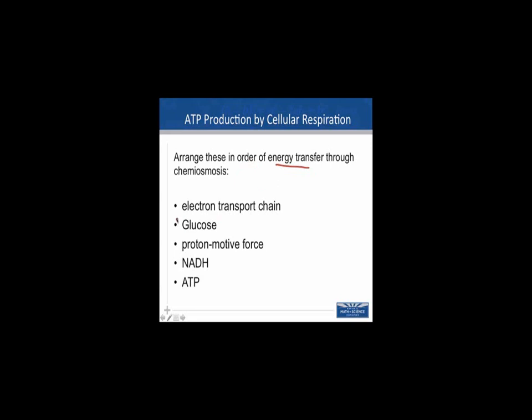So first, we had the energy in glucose. The energy from glucose was transferred to NADH. We could have also had FADH2 listed here as well. The electron transport chain is where the energy is going to go next.